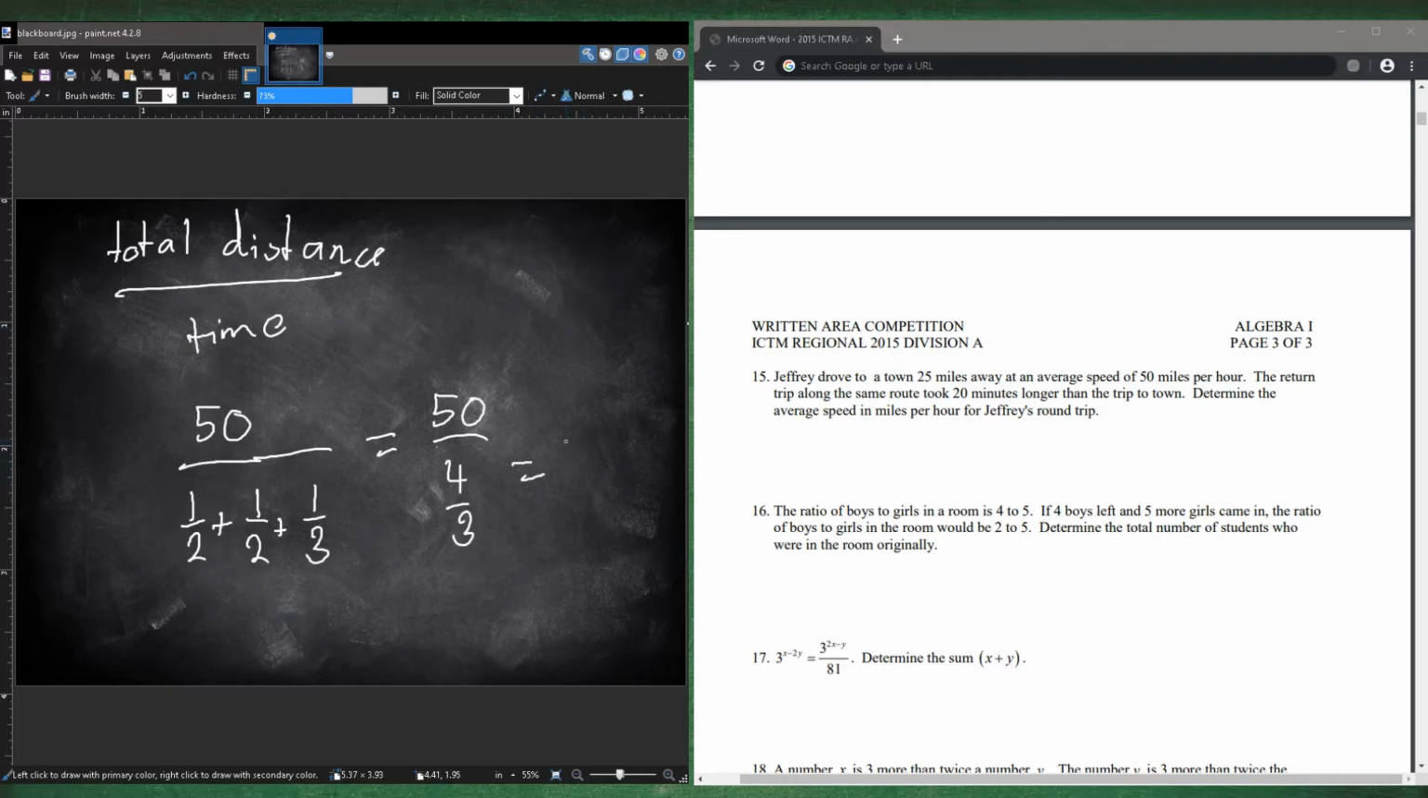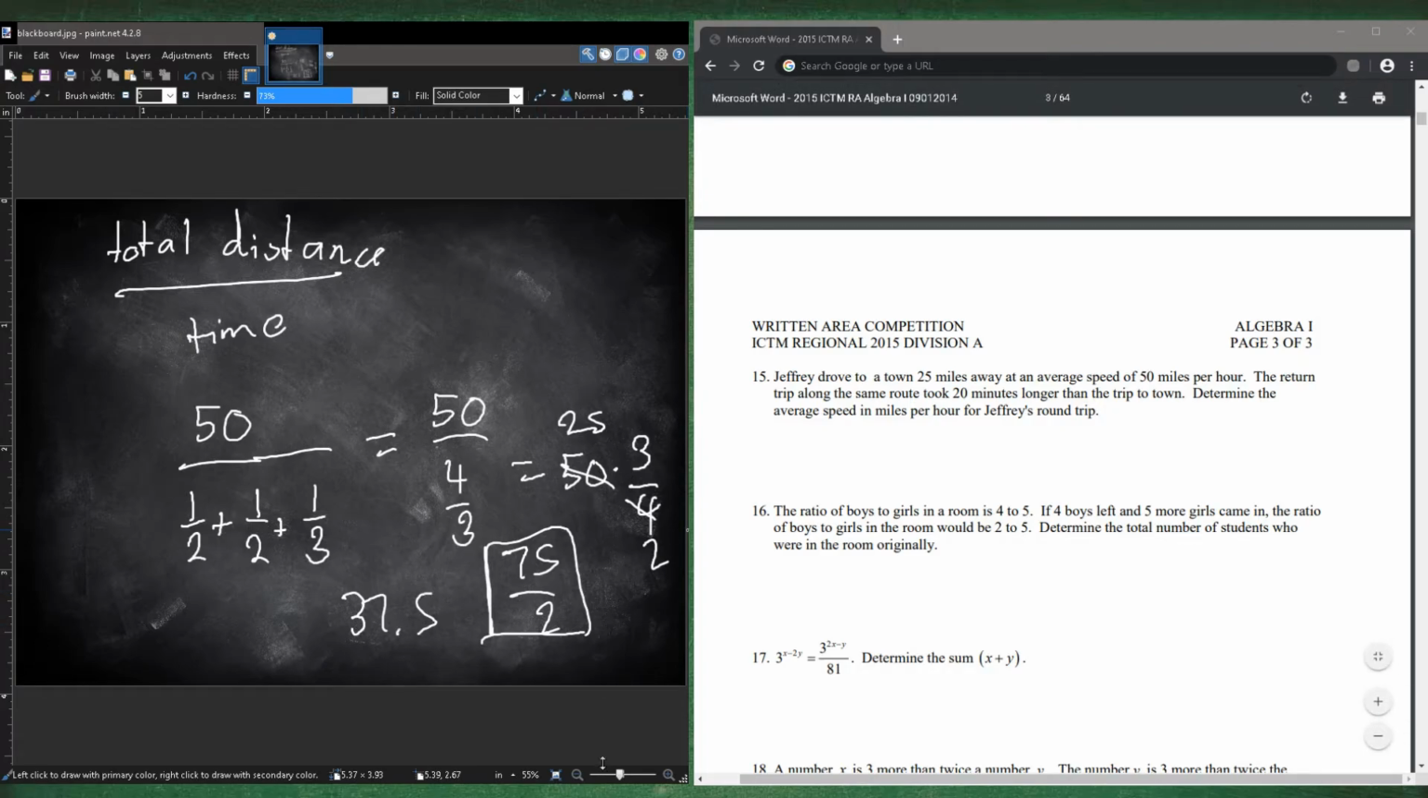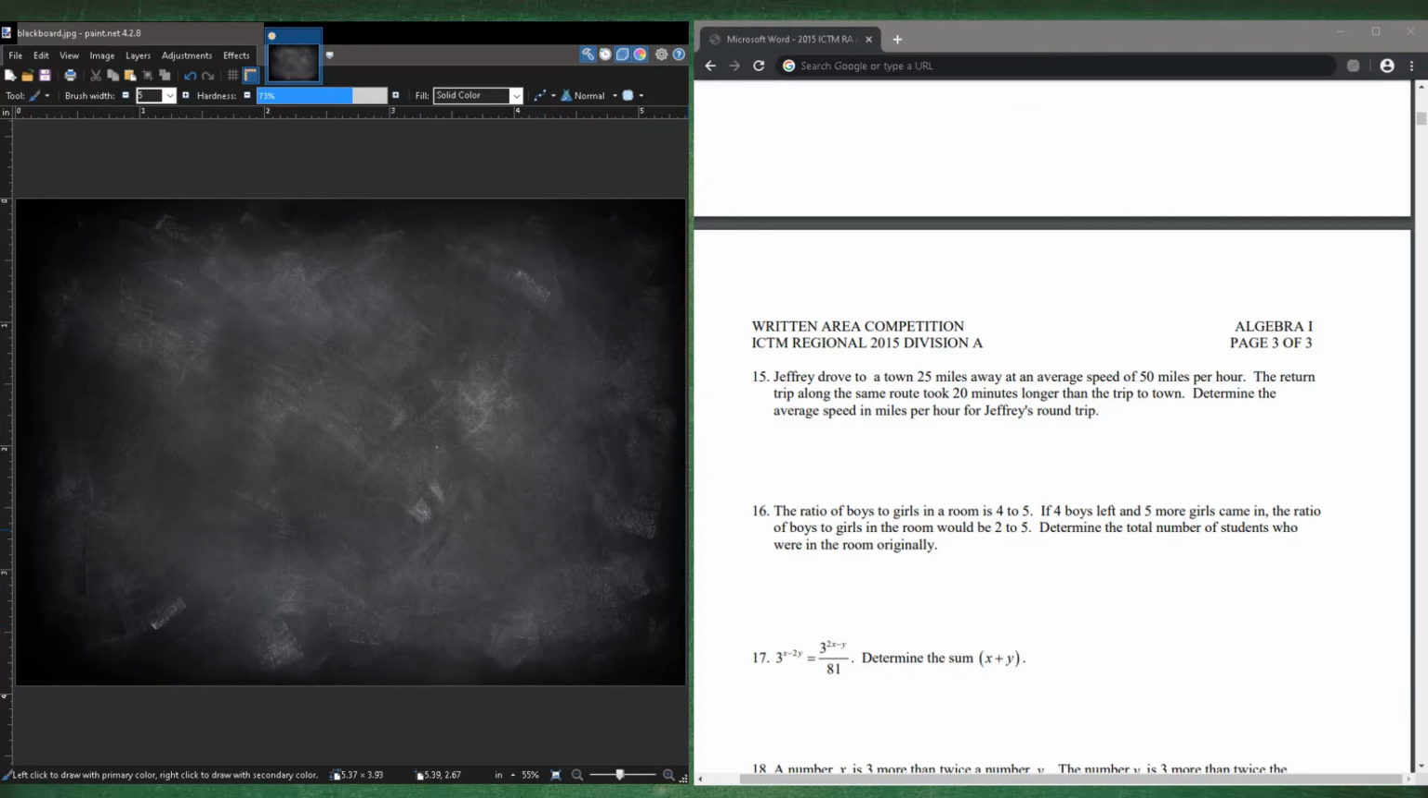So that will be equal to 50 over 4 over 3. Dividing by a fraction is the same as multiplying by its reciprocal. So 50 times 3 over 4. So divide by 2 is 25. Divide by 2 is 2. So 25 times 3 is 75. 75 over 2. And that's your answer. Or you could write 37.5. It doesn't really matter. You could write it either way because they never specified.